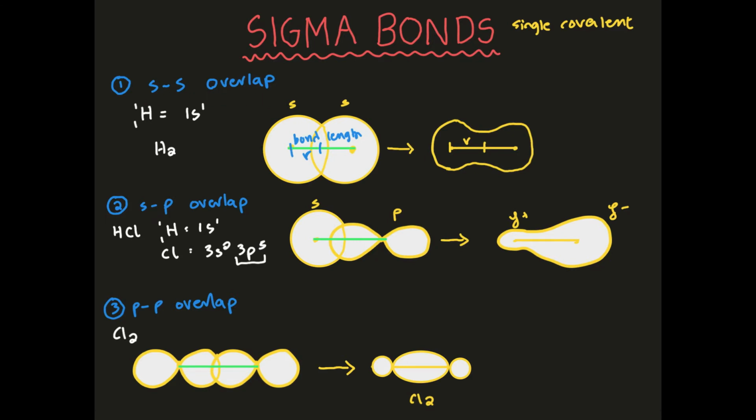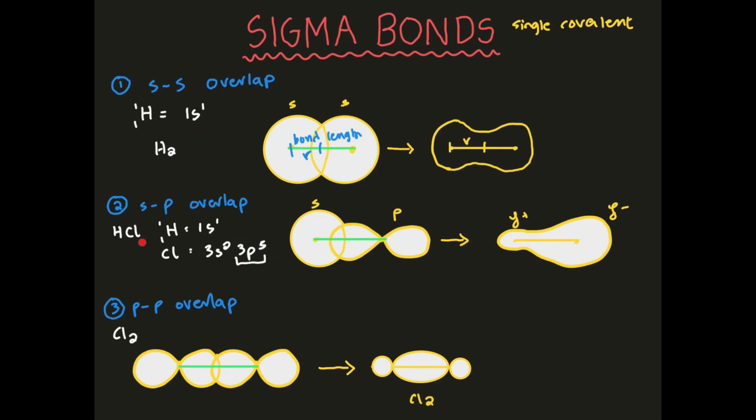The second type is going to be SP orbital overlap. So the example that I'm going to be talking about for this is going to be HCl. I've already discussed the electronic configuration for hydrogen. So for chlorine, if you write the entire thing down, you're going to see that the valence orbital is going to be a p orbital. So for HCl to be formed, the valence orbitals for each of these are going to overlap. So the valence orbital for hydrogen is going to be s, and for chlorine is going to be p.